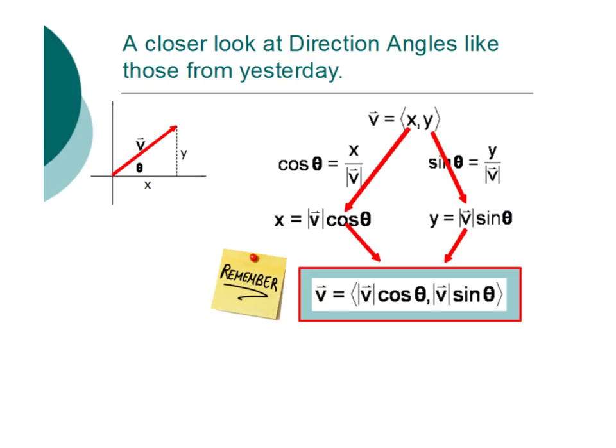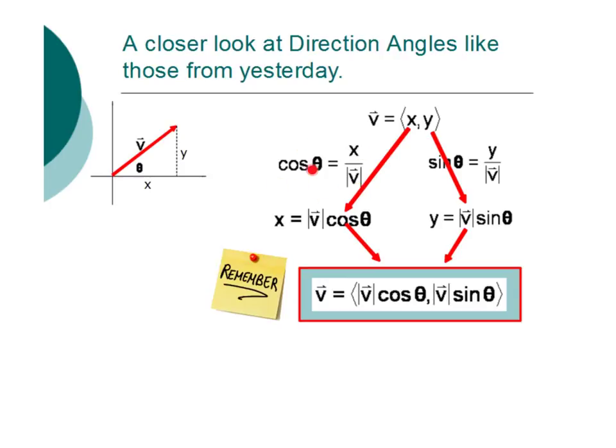Now, we're going to look at the direction angles like we had yesterday and the day before when we had geometric vectors. At the very end of 6.1.1, which was yesterday's lesson, I threw a problem at you like this. I gave you the angle and the length, the magnitude, and we had to find the component form. Well, it was just trig. Remember, this is what we did.